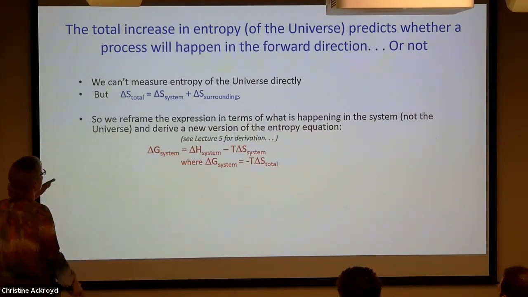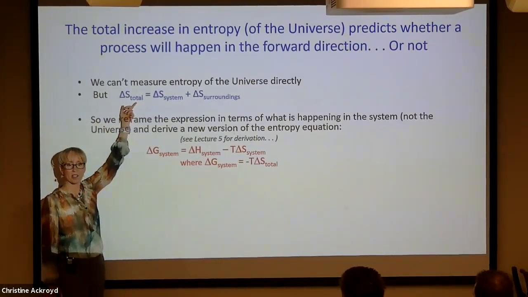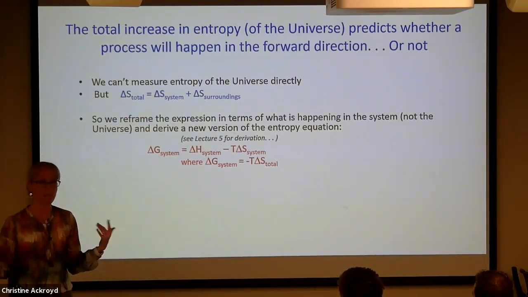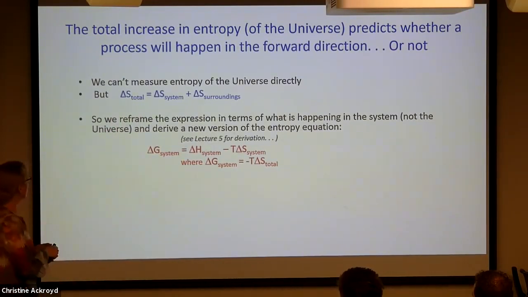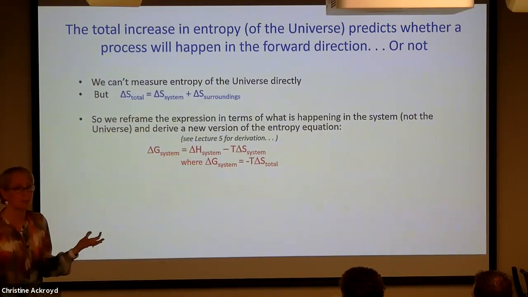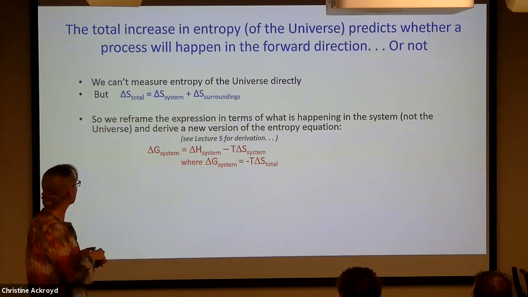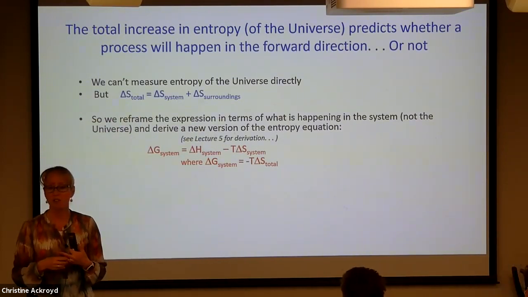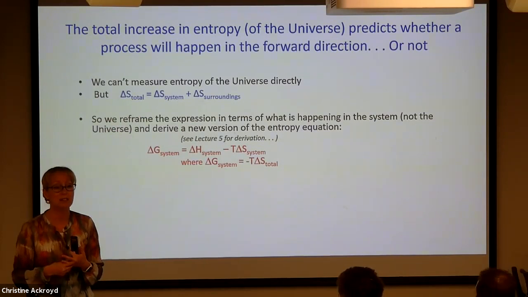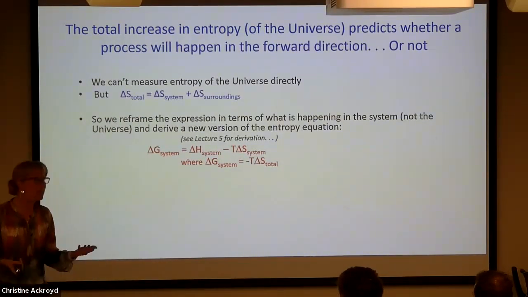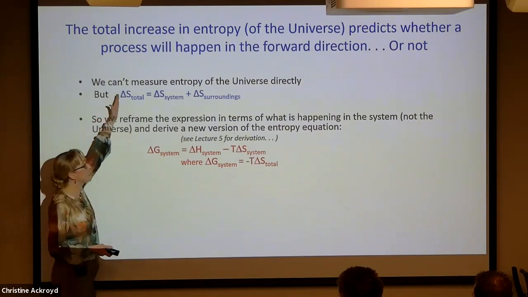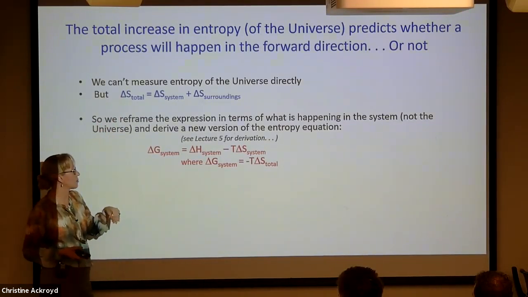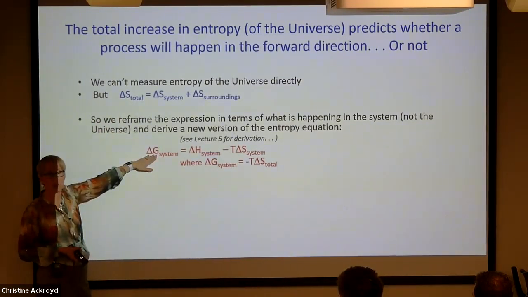So we hardly ever use this equation in chemistry. It is a summary of the second law of thermodynamics. But the problem is if we're thinking about the change in entropy that's total for the universe, we have to talk about what's happening in the system and what's happening in the surroundings. It's awfully hard to measure the surroundings. It's a lot easier to measure the system. And so what chemists have done is to come up with a way to restate that equation using terms that are only from the system. That's what the Gibbs free energy equation is.